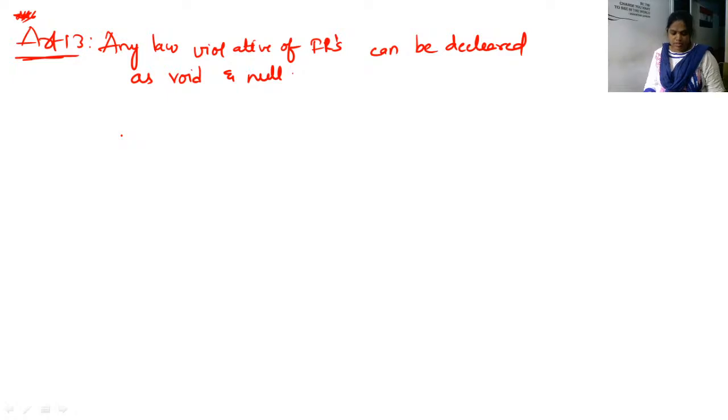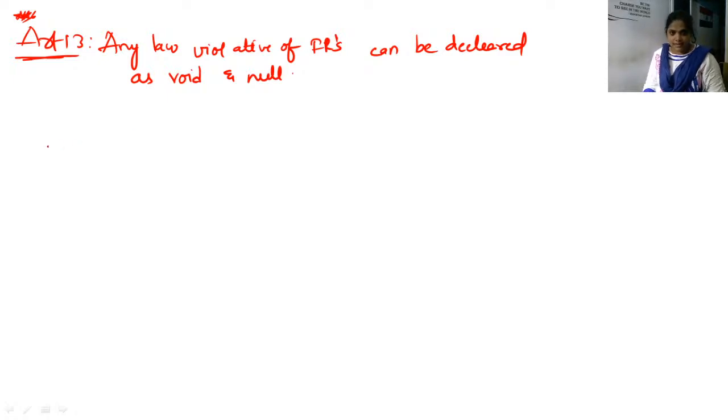Let's suppose the government is preparing a law, and that particular law is violating your fundamental rights or taking away your fundamental rights. Such kinds of laws can be questioned or challenged in court or high court. Such laws which are taking away your fundamental rights can be challenged in the court, and the court has the power to cancel such laws.